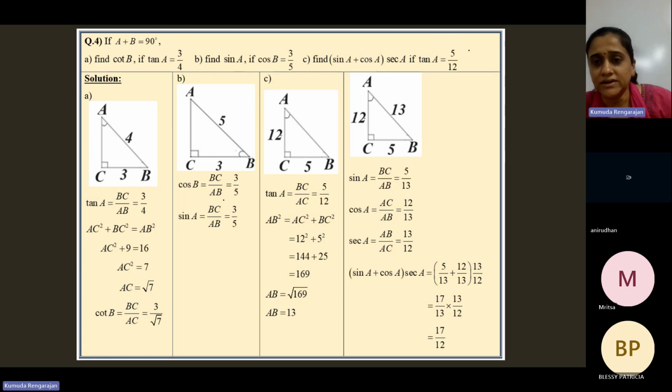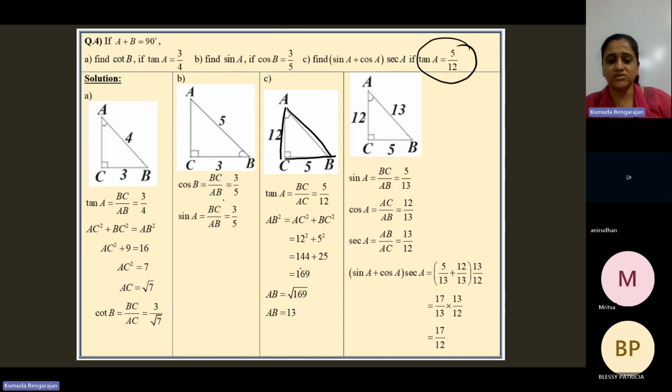Then the third one, tan A is 5 by 12. Tan is opposite by adjacent. So opposite is 5, adjacent is 12. And we find AB using Pythagoras theorem, we get 13. Now we need to find the value of this expression, sin A plus cos A into secant A. So we found sin A, cos A, and secant A, using the triangle and the definitions.